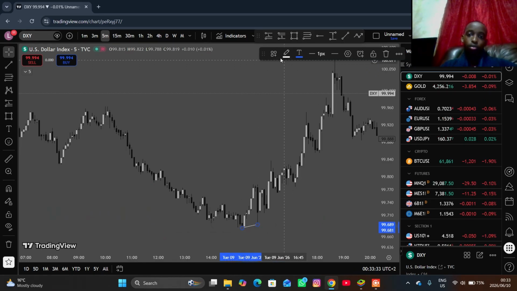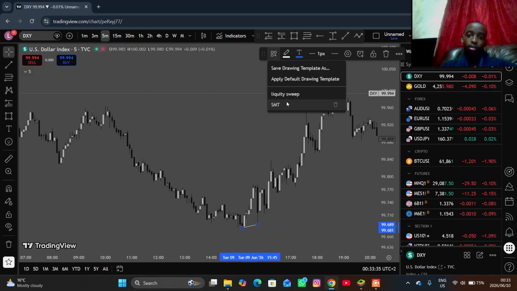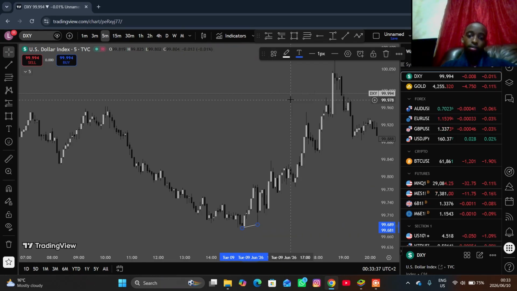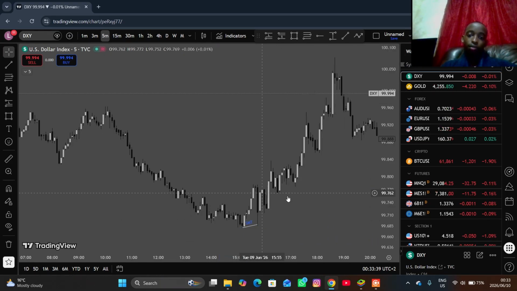Failed to sweep. That's the confluence we could have taken. That's the entry, targeting the higher decision high, which is here, which it clearly did reach.